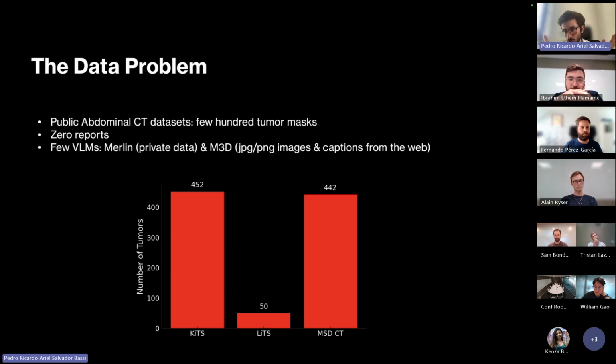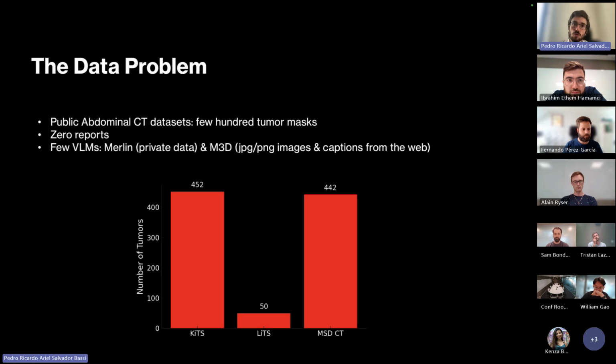For chest CT, we do have a data set with reports. That's the data set from Ibrahim. But in abdominal CT, it's different. For this reason, we have very few vision language models available for abdominal CTs. Basically, we have two right now. There is Merlin from a group at Stanford, and it's trained on private data. And there is M3D, which is not trained on private data, it's trained on public data.